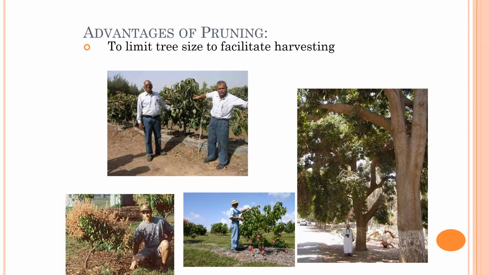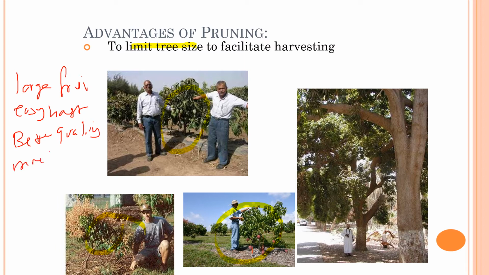Again, the same story. We want to do pruning because we want to limit tree size, and you can see nowadays everywhere in all countries, most farmers will have smaller and smaller trees because that will make it easy to harvest. So a smaller tree will have large fruits, as I explained to you before. You have large fruit and also easy harvest, and also better quality because these small trees will have more light, which means better color. Because you have more light, you have better color of the fruit.